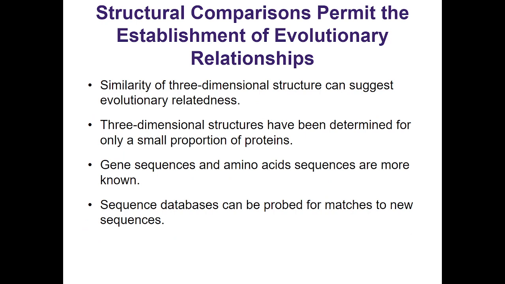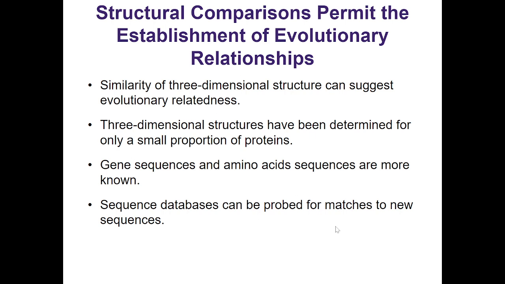Structural comparison permits the establishment of evolutionary relationships. The similarity of a 3-dimensional structure can suggest evolutionary relatedness. 3-dimensional structures have been determined for only a small portion of proteins. Gene sequences and amino acid sequences are more known because the 3-dimensional structure takes so much longer to determine, as we talked about in chapter 4 and such, right?